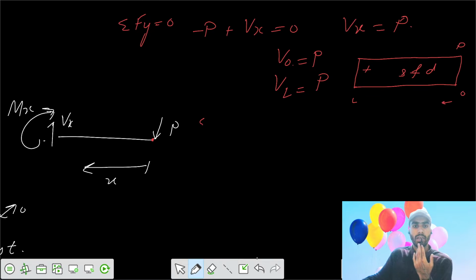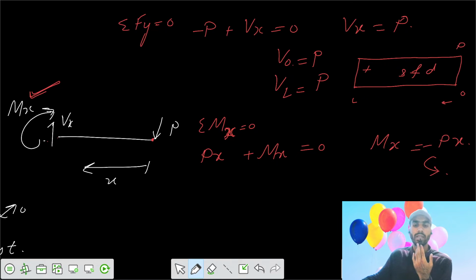Next, if you say summation Mz equals 0 at this section, or we can say summation Mx goes to 0, we can have clockwise P into x plus M into x equals 0. So your bending moment at x equals minus P times x. That means the moment is acting in the anti-clockwise direction, but we assumed the direction is clockwise, so we have minus Px.